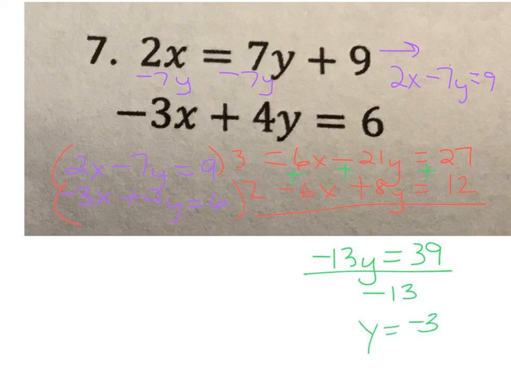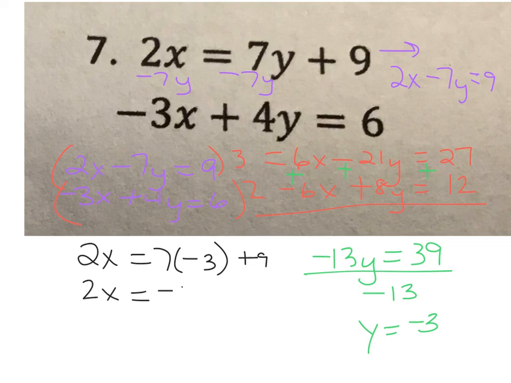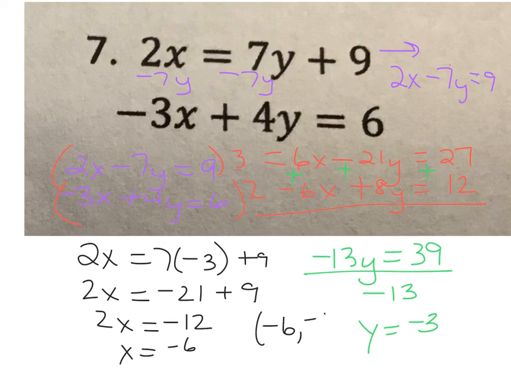I've got to find x, so I've got to use one of the original two equations. So I'm going to use the top one. So 2x equals 7 times negative 3 plus 9. So 2x equals negative 21 plus 9. 2x gives me negative 12. So x is negative 6. Now this one's really important that when you go to write your answer, you write it in the correct order. So it's not negative 3, negative 6. It's x then y. Negative 6, negative 3 is your answer on number 7.